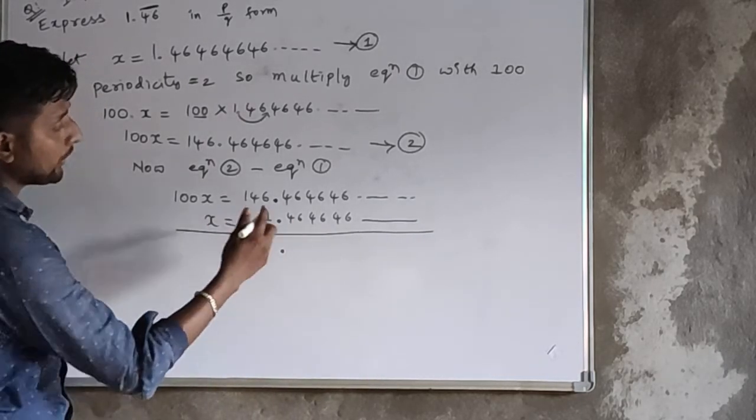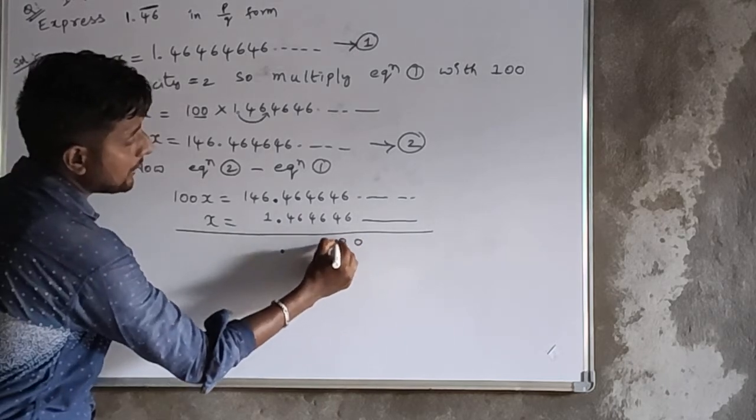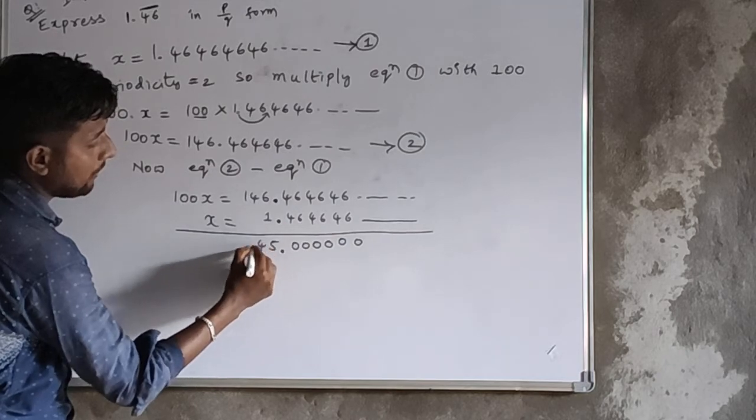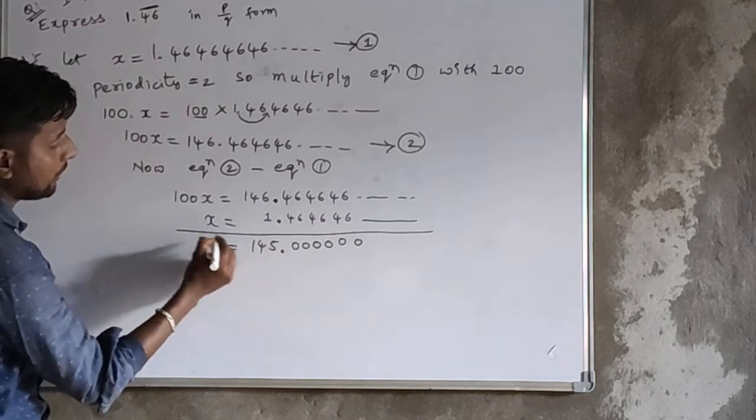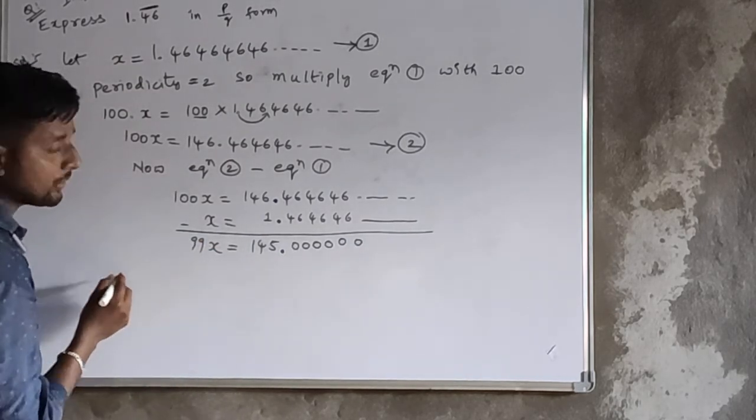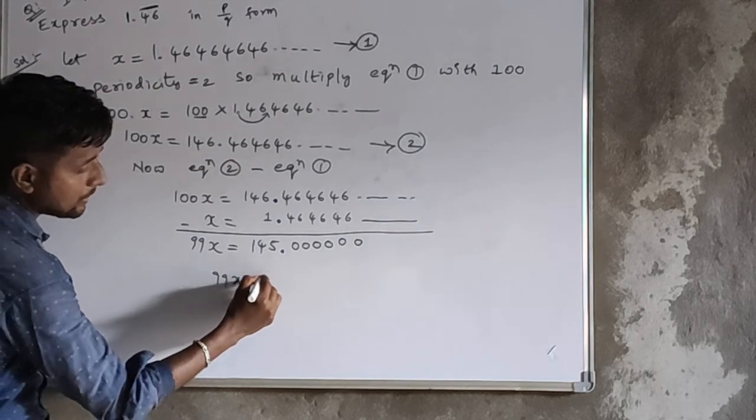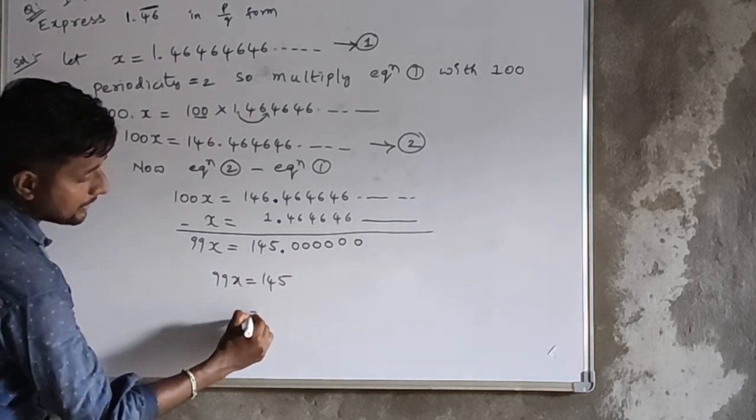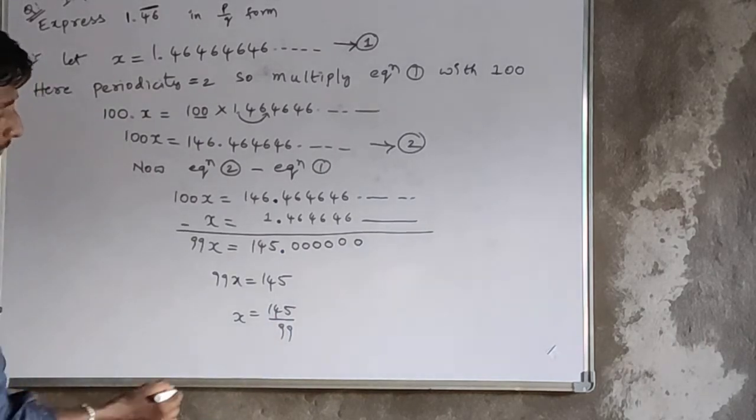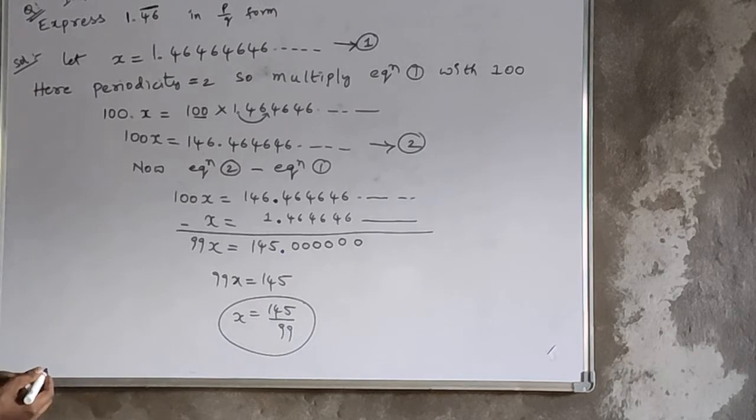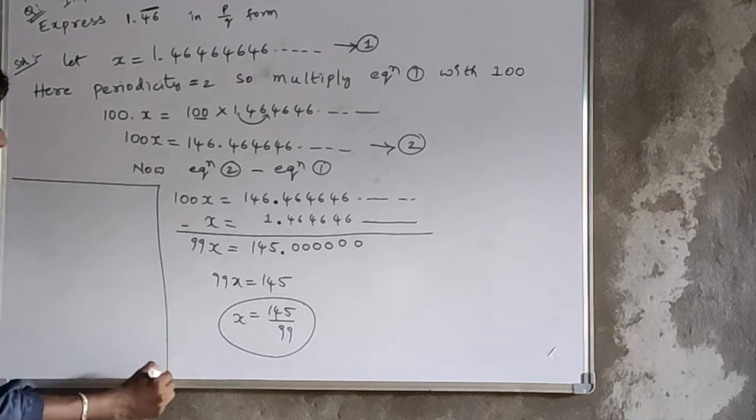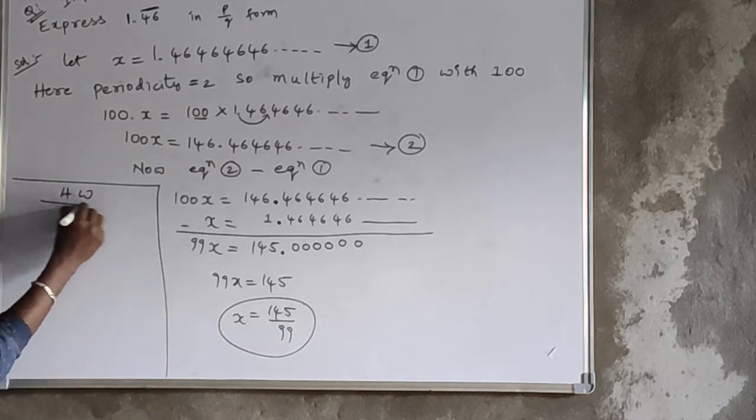Now look at this: 0, 0, 0, 0, 0, 0. 6 minus 1, answer 5. 1, 4, 1. And look at 100 minus 1, that is 99x. Again after the decimal all are zeros, no need to consider. So 99x equals 145, and x equals 145 by 99. Any cancellations? I think no. So this is the answer.